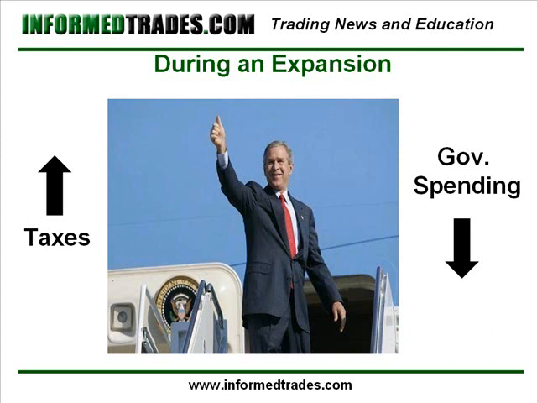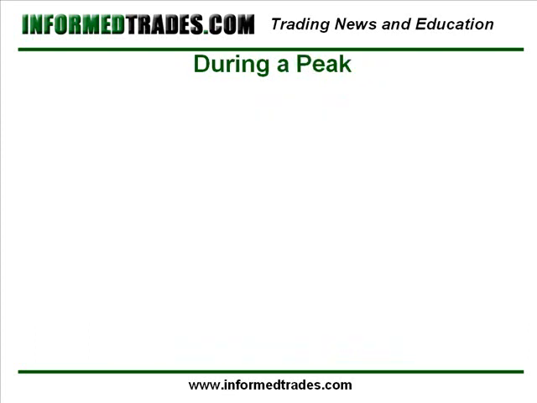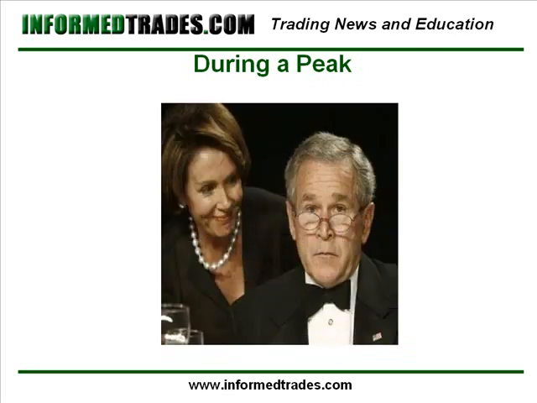During a peak, when we start to see employment and the amount of goods and services produced and sold by companies begin to level off, at this stage the government normally becomes more concerned with preventing a deep contraction. You can see here there's a little bit of concern on the politician's face because they can see that the growth is starting to level off and maybe heading towards a contraction.